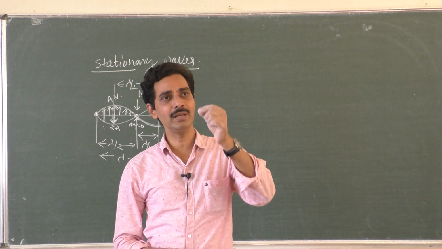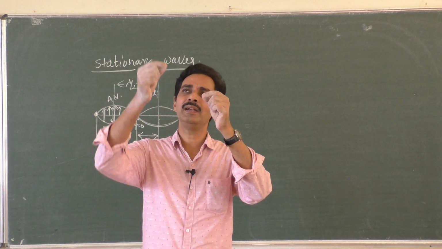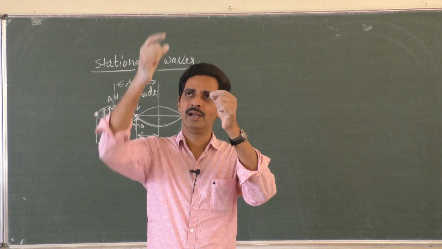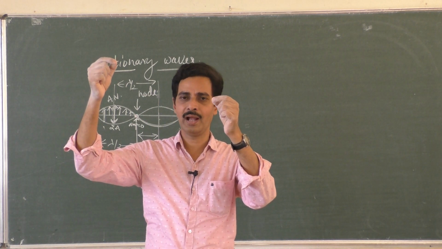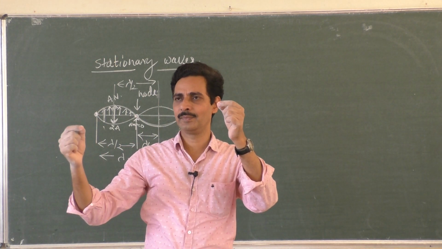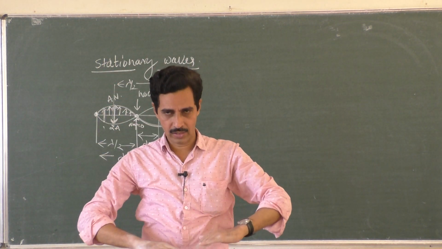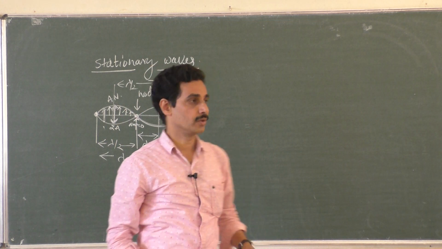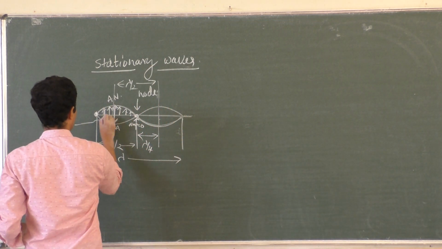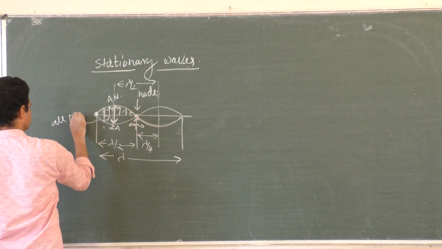One particle goes to its highest position. Another particle goes to the highest position here. Another particle goes to its amplitude here. Amplitudes are different. Another particle remains there only. But they go together. In a loop, they come down together and go to the upper part together. So in a loop, all particles are in phase.